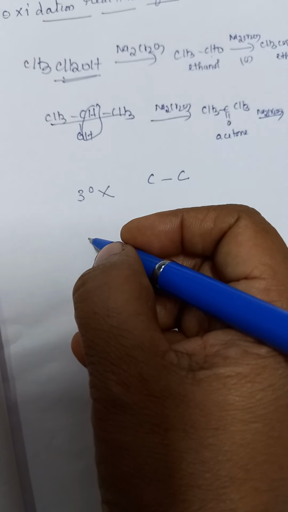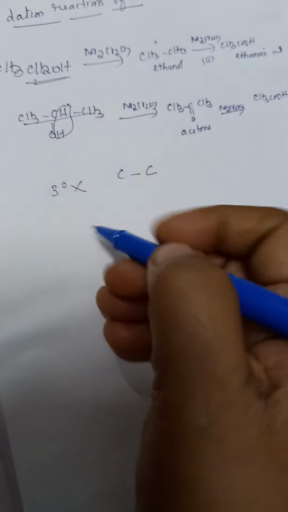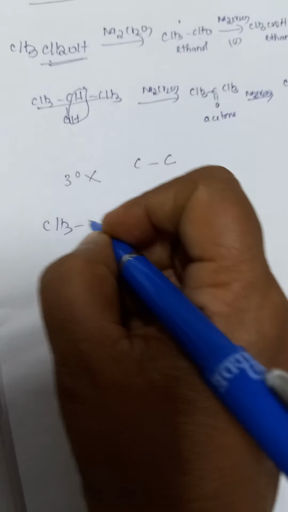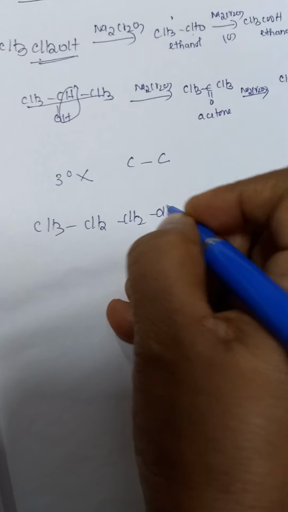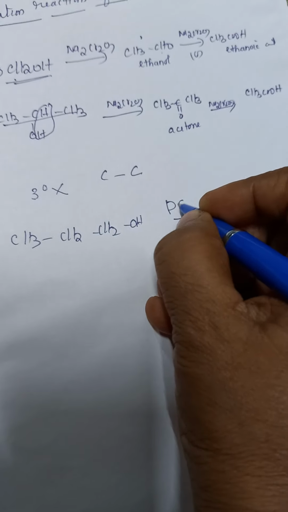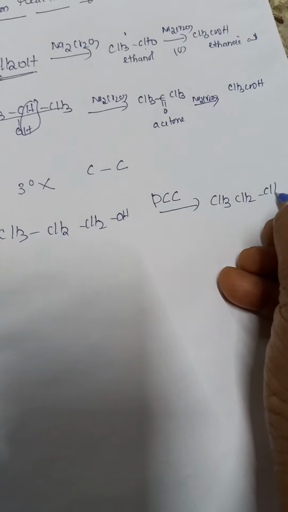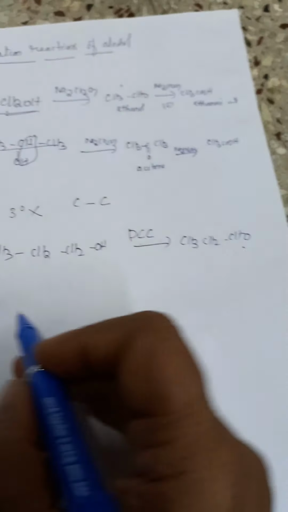Now, to stop the oxidation reaction at the aldehyde or ketone stage, we use one more oxidizing agent called pyridinium chlorochromate, PCC. For example, take propan-1-ol with pyridinium chlorochromate. So what are we getting? An aldehyde group, propanal. To stop the reaction at this stage, we use pyridinium chlorochromate. This is one type of normal oxidation reaction.